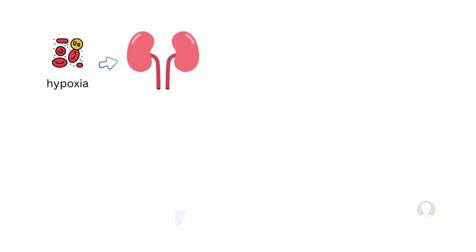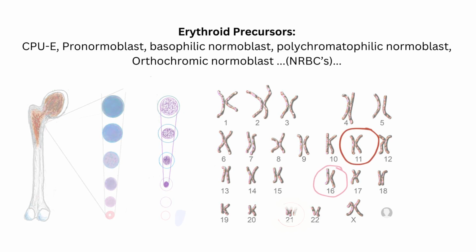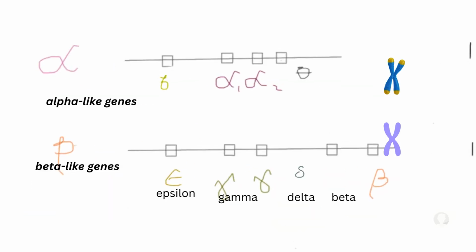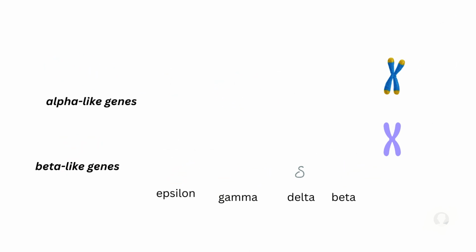Low oxygen levels in the blood, or hypoxia, stimulate tissues in the kidney to secrete erythropoietin, which will go to the bone marrow. Erythropoietin hormone stimulates the bone marrow erythroid precursors, with their nuclei and mitochondria, and they are able to synthesize alpha and beta globin chains from chromosomes 16 and 11. Alpha-like genes are in chromosome 16, and beta-like genes are in chromosome 11. These include epsilon, gamma, delta, and beta genes.